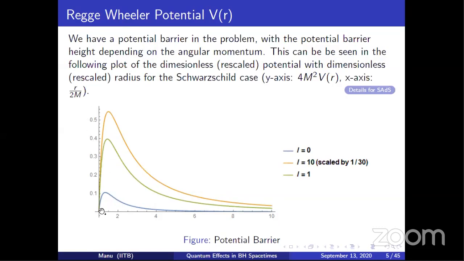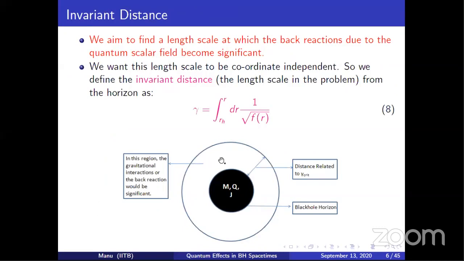The important thing to note is that there is this barrier here, and the barrier height increases with increasing value of L, where L is the orbital angular momentum number. So the higher our L value is, the higher is this peak, the higher is the barrier. Most of the high angular momentum modes are trapped close to the horizon, because for them the barrier is very high. So coming back to this picture, most of the high angular momentum modes are trapped close to the horizon.